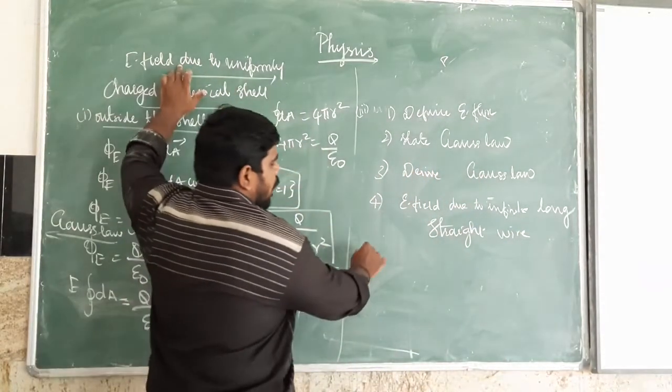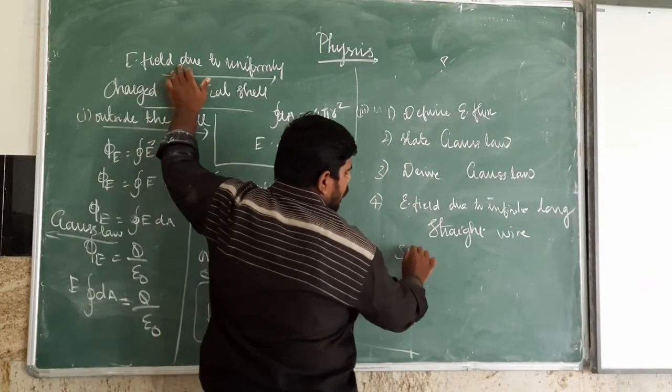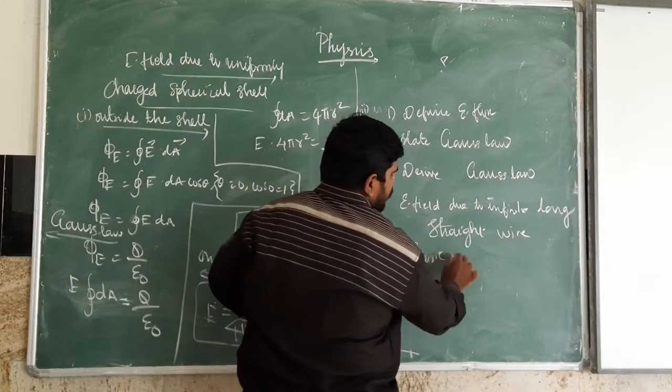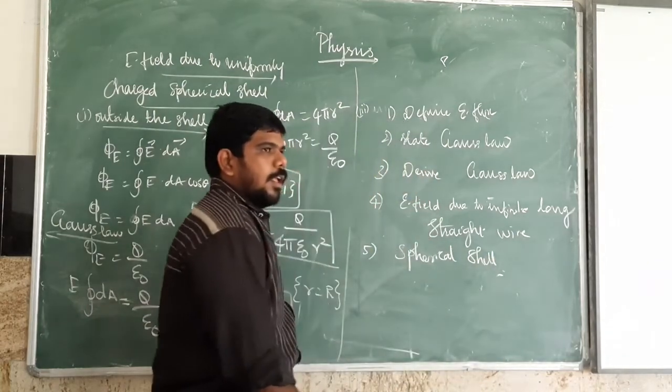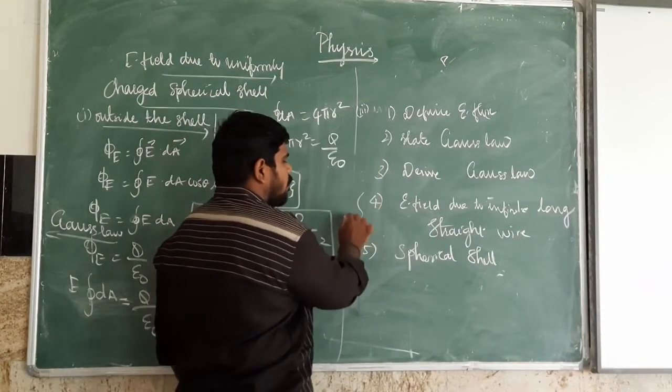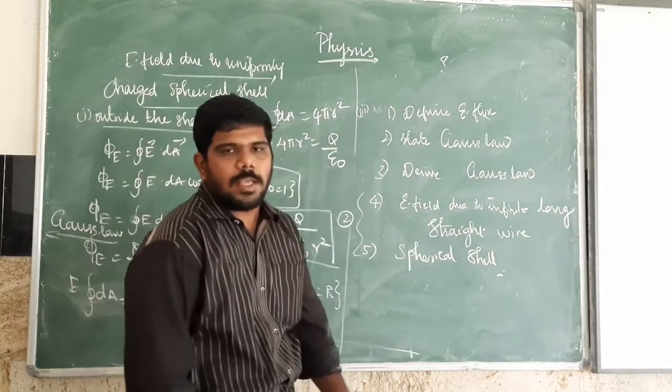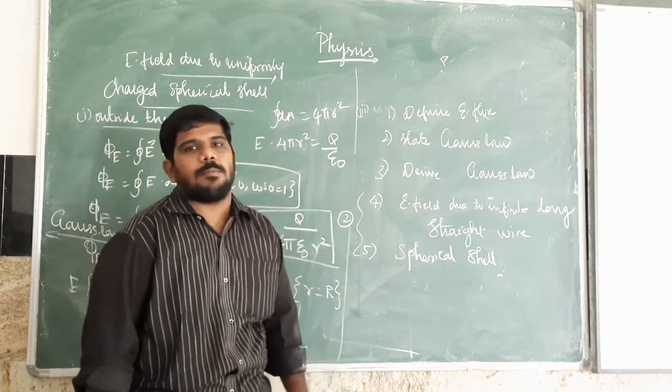And the last question is the electric field due to a uniformly charged spherical shell. These two will be among our important 5-mark questions.